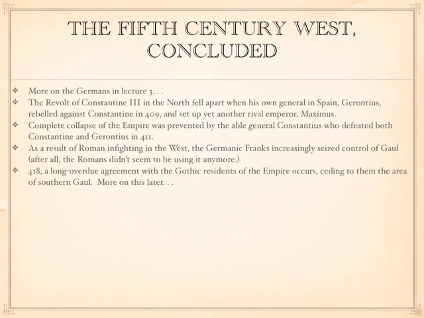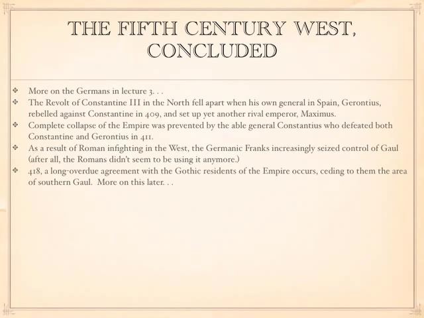We'll talk more on this later, but in 418 there was a long overdue agreement in the west with the Gothic residents, which ceded to them the area of southern Gaul, or as we call it today, the Riviera. Not a bad place to have control of if you're a barbarian chieftain. Hey, nifty. To think my ancestors left Poland, and we made good by taking over the Riviera.